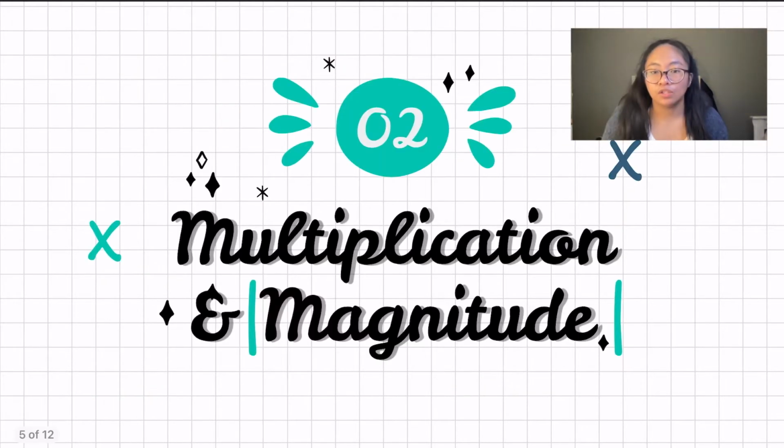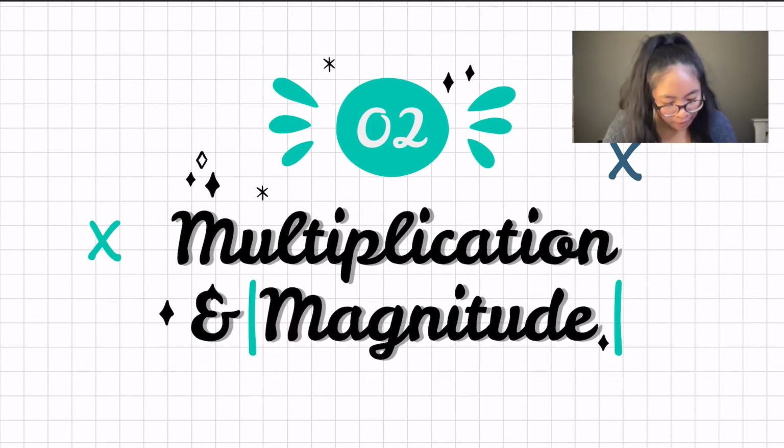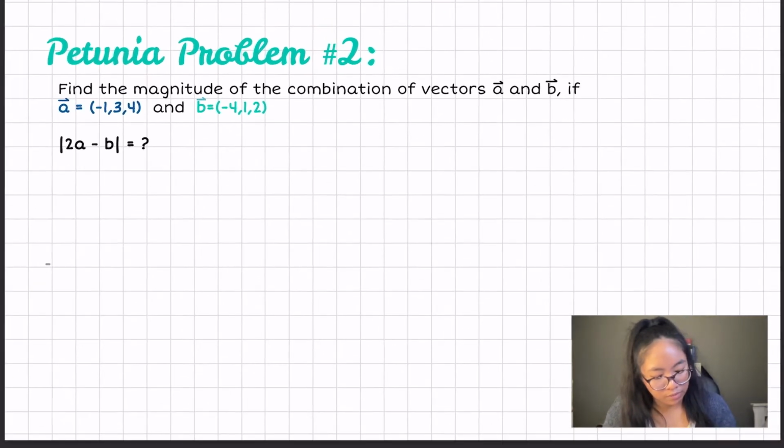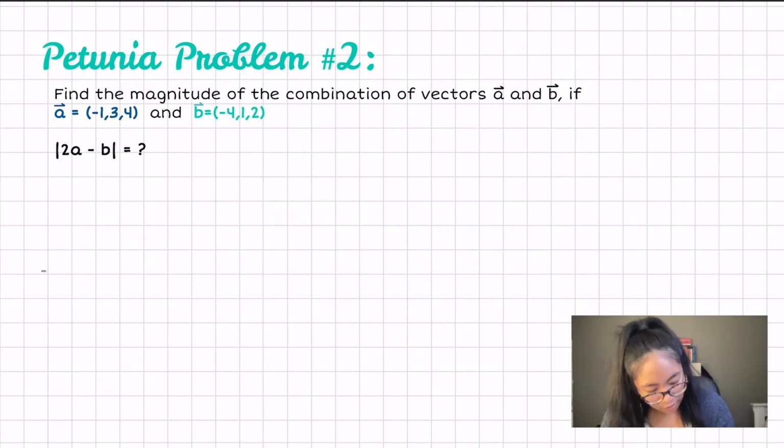Now we're going to go on to the second section of this practice lesson, which is multiplication and magnitude, but more specifically we'll be practicing how to multiply a scalar with a vector. It says find the magnitude of the combination 2a minus b, if a equals -1, 3, and 4, and b equals -4, 1, and 2. So we're going to be applying subtraction, multiplication, and magnitude all in one question. But before we go into magnitude, let's just focus on the other two operations.